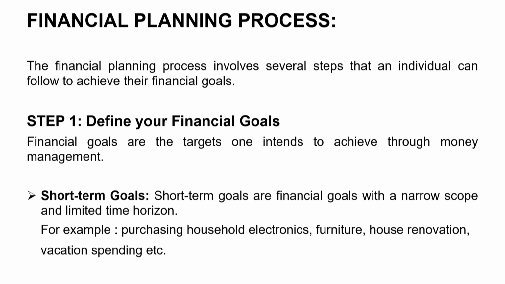So let us understand the whole process of financial planning to make your financial plan more sound and effective. The financial planning process involves several steps that an individual needs to follow to achieve their financial goals, in which the first one is to define your financial goals. Financial goals are the targets one intends to achieve through money management. We need to make 3 different types of goals in our life to manage our finances well.